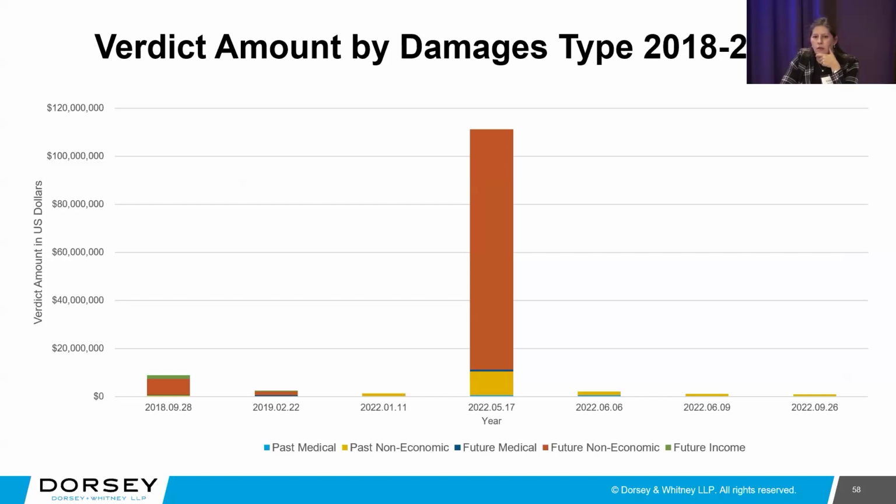What's really driving the bulk of the verdicts? Here we have all of the cases, with THAPA being the big one in the middle, and future non-economic damages, certainly of any of the larger verdicts, are definitely the driving damage type. I don't think that's particularly surprising to anybody. Those are the hardest damages to have any sort of mathematical calculation for how you get to a certain damage amount. But THAPA is such an outlier in its amount that it's hard to see what the other cases look like.